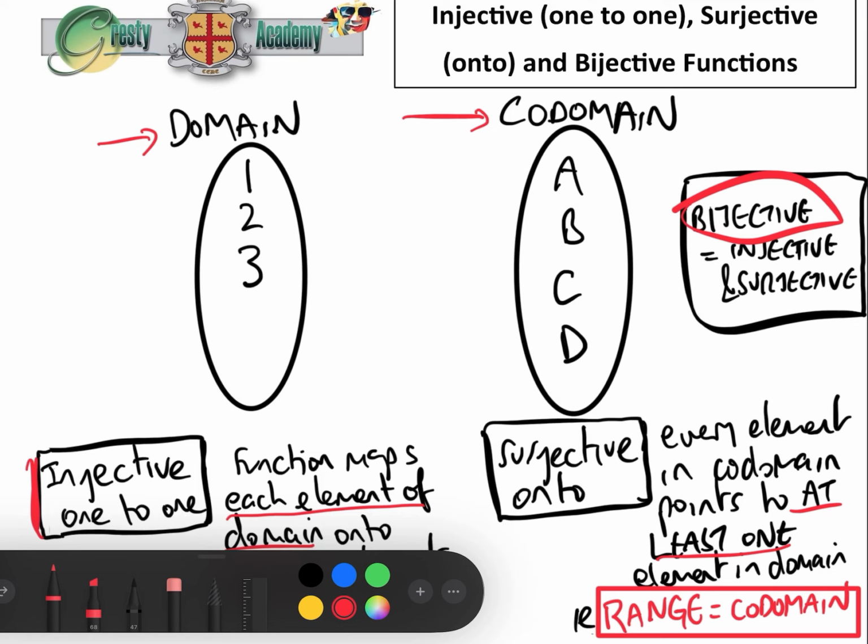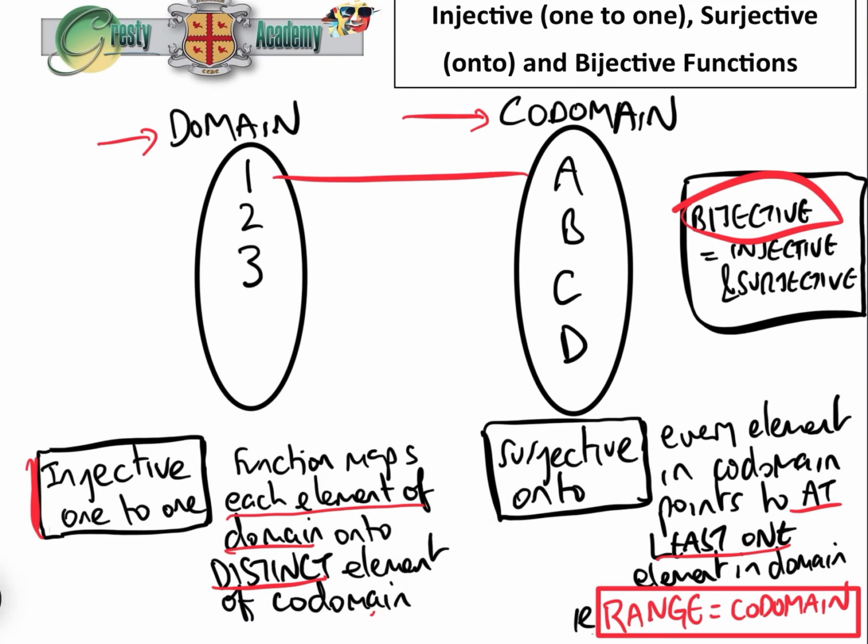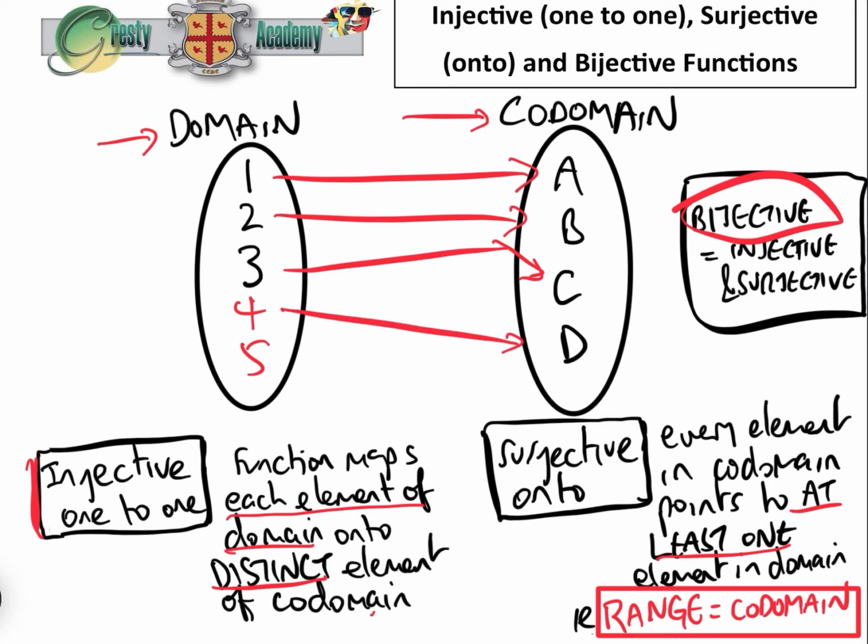Okay, let's have a look at a third example. Let's map 1 to A, 2 to B, and let's add 4 and 5, make it a little bit more interesting. 3 to C, 4 to D, and say 5 to C as well. Is it injective? No, because 3 and 5 are both mapping to C. Is it surjective? Yes, because the range A, B, C, and D is equal to the codomain. So because the range equals the codomain, this one is surjective.